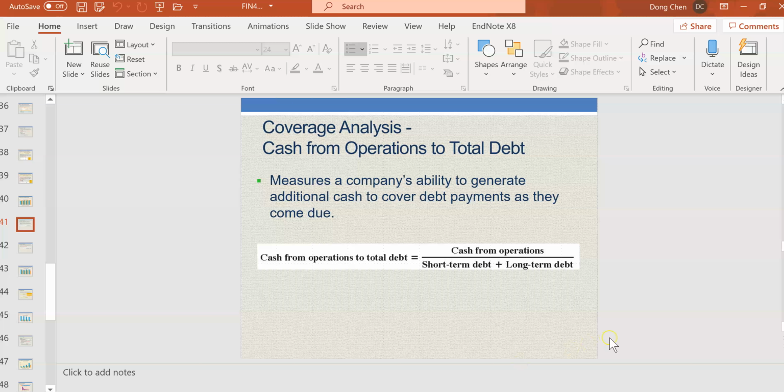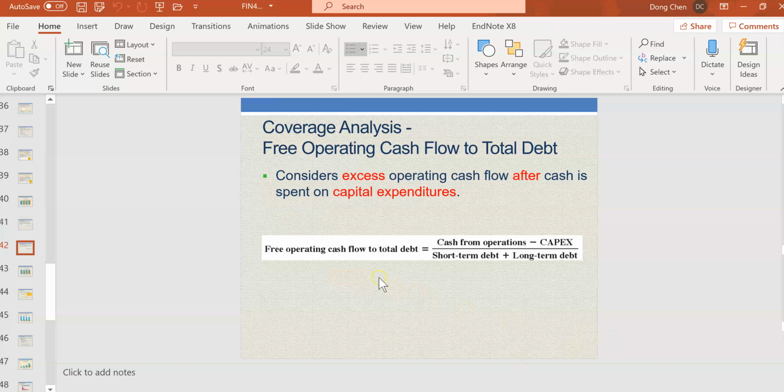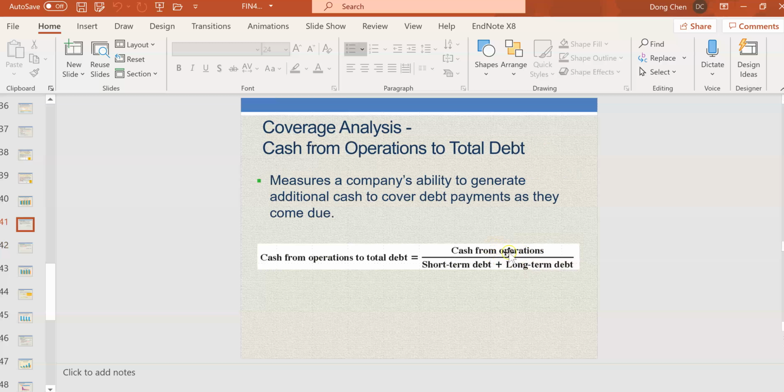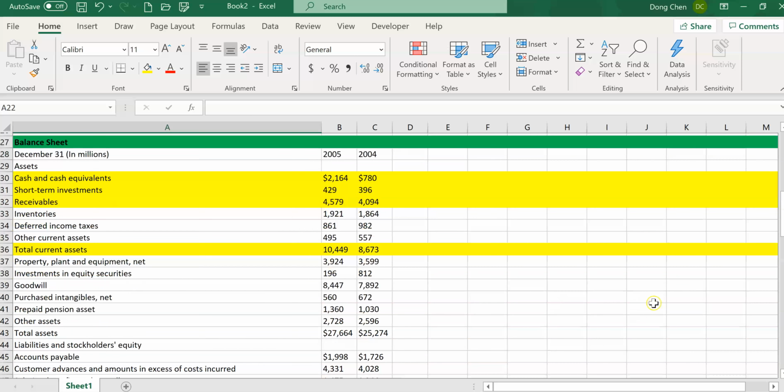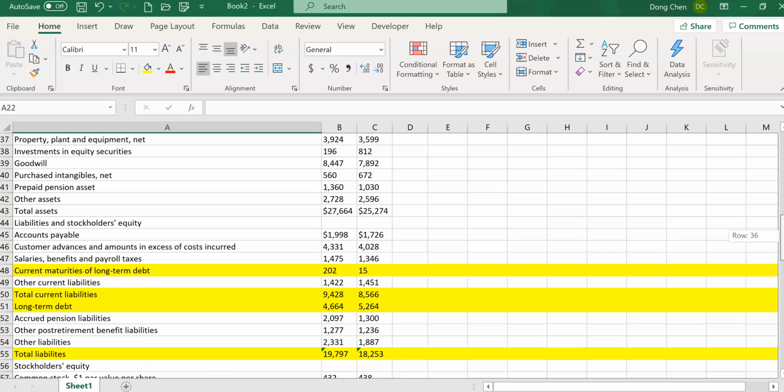The difference is the numerator, free operating cash flow. Go back to my lecture slides. Free operating cash flow to total debt is defined as cash from operations, and then subtract capital expenditure. So on top of the numerator of the cash from operations to total debt, we need to subtract the capital expenditure. Where can we find the capital expenditure? We can find that from the cash flow statement.